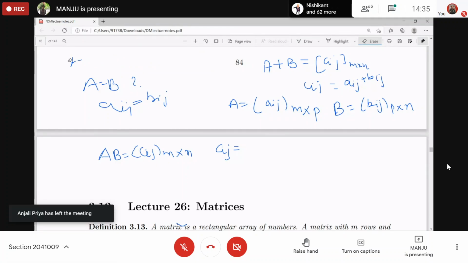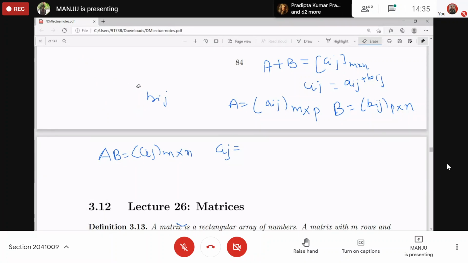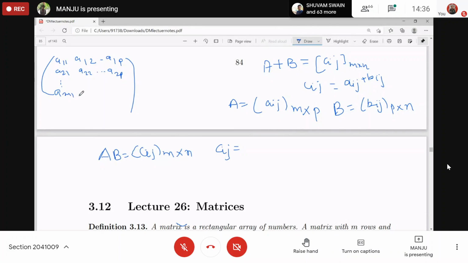Ma'am, we multiply the first row of the first matrix by the first column of the second matrix and constitute. So explicitly, if I want to write, it will be A11, A12, and so on up to A1p, right? A21, A22, and so on up to A2p. And this is Am1 and so on up to Amp, right?